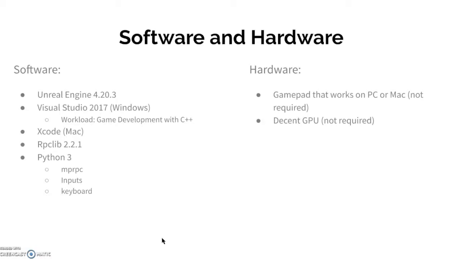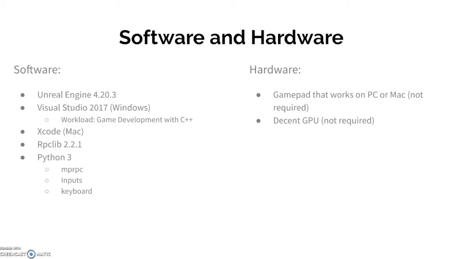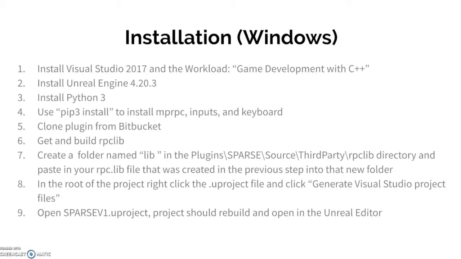So for the software and hardware requirements, you need Unreal Engine 4.20.3. On Windows, you need Visual Studio 2017 with the game development with C++ workload. For Mac, you need Xcode, and then we use a library called Rpc Lib, and we need Python for the client. And for hardware, we need a gamepad such as a PS4 controller, and a decent GPU is not required, but it's recommended.